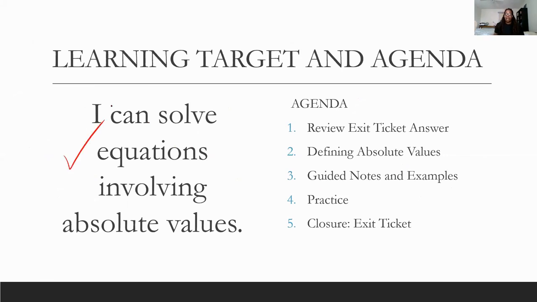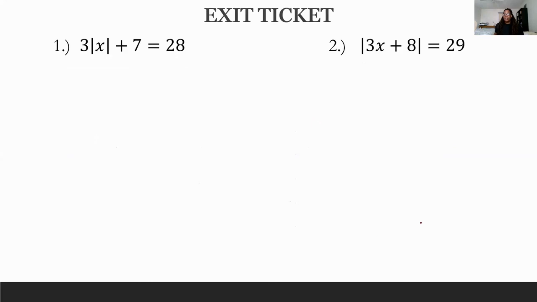So we talked about that. We did our review. We did our definition, did some guidance and some practice. Now we got our exit ticket. So for this time, I'm going to move myself again. Very moving today, okay? So we have two questions. We have 3 times the absolute value of x plus 7 equals 28. And the absolute value of 3x plus 8 equals 29. So let's see how you do and share your stuff, share your answers.